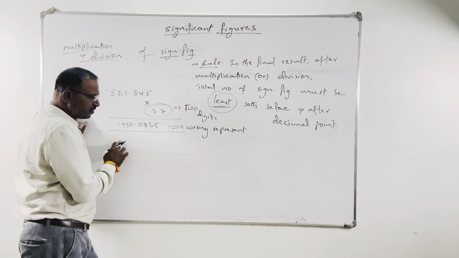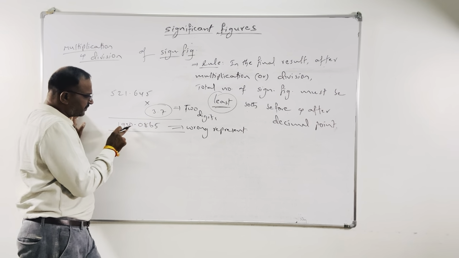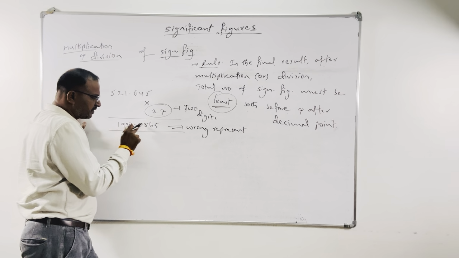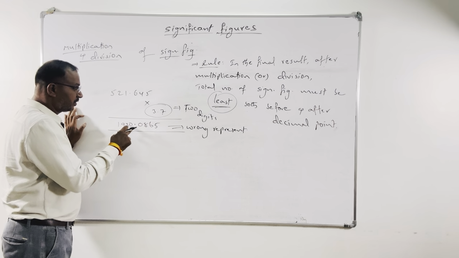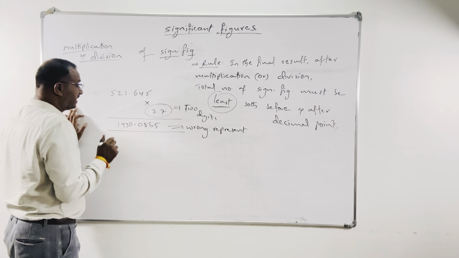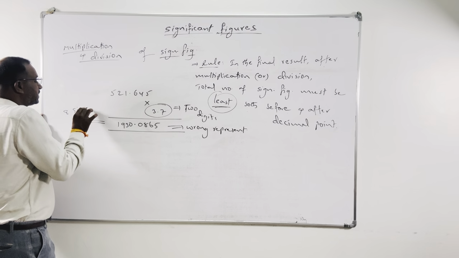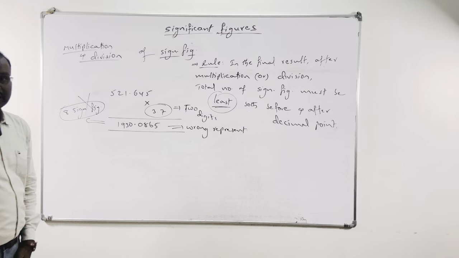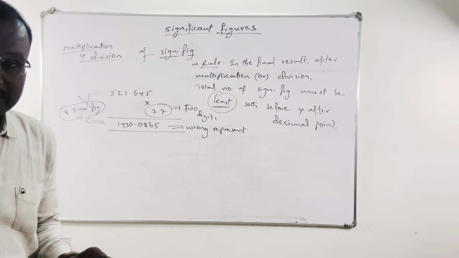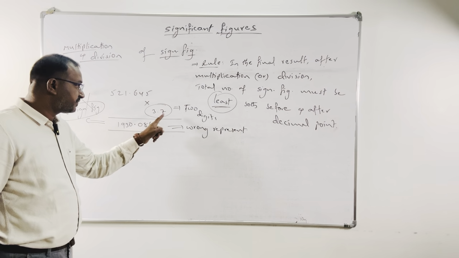If you count here, how many significant figures did we get? This is significant, significant, significant. This 0 is also after a non-zero, so significant. This 0 is also after. This is significant. So in total 8 significant figures are there in this answer, but this is wrong. It should not be 8. It should be 2 only. Why? Because in this we have 2 digits.